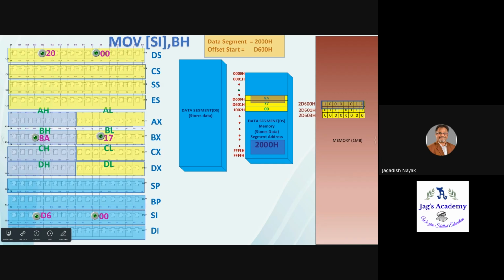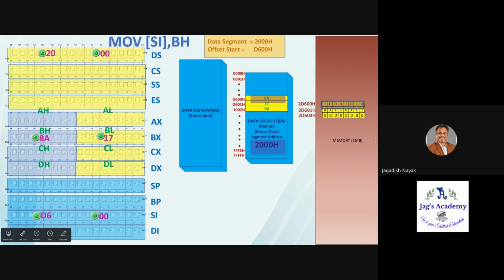So what this instruction does is copy the content from the lower or higher order byte of the BX register to the memory. Where in memory? There's some offset address. The moment memory comes, there's an offset address, right? The offset address is available in the SI register. So it has to pick the offset address and then take the data.